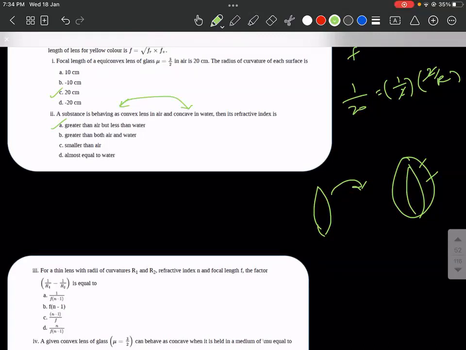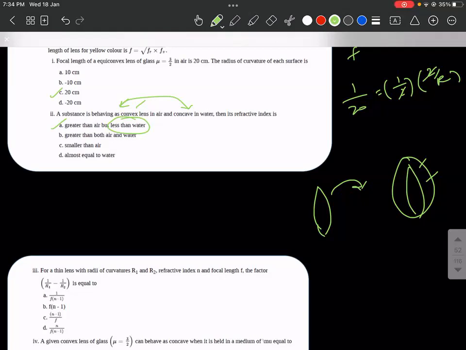Yes, sir. How are you concluding it as greater than air but less than water? That's what is supposed to happen, no? If it was greater than water, then again it would have behaved like a convex lens only. Sir, when you take a lens and immerse it in a medium of greater refractive index, yes, greater refractive index than the lens, then it will behave like a convex lens. Then the nature of the lens will change.